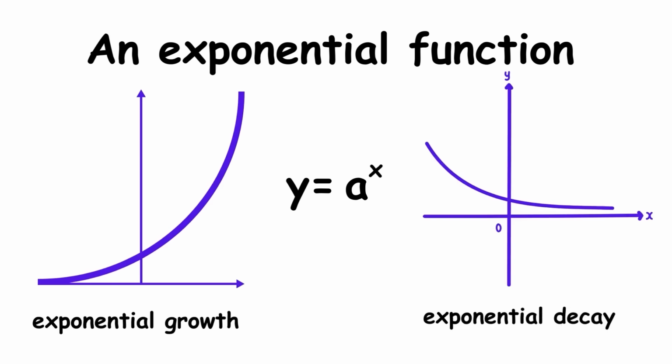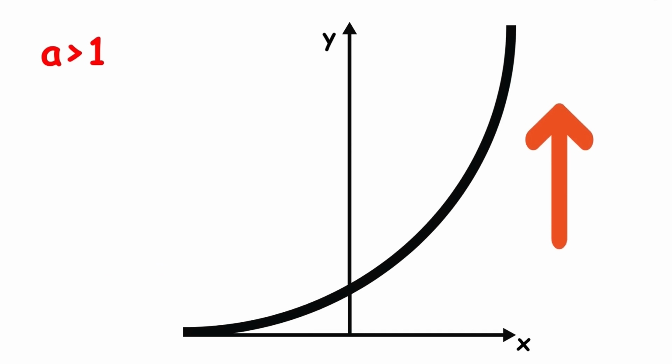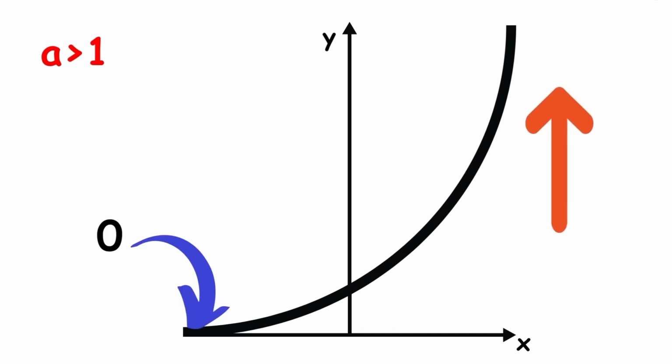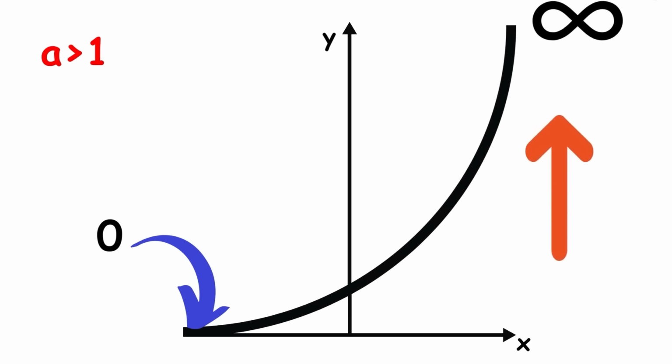An exponential function is a function of the form y equals a to the power of x. This can be used to model either exponential growth or exponential decay, depending on whether a is greater than or less than 1. For a greater than 1, the function grows as its input increases. It approaches 0 on the left and rises toward infinity on the right.